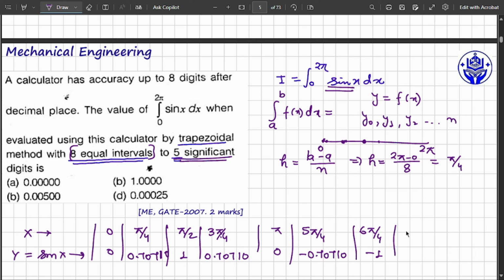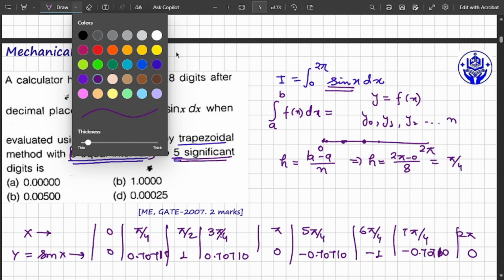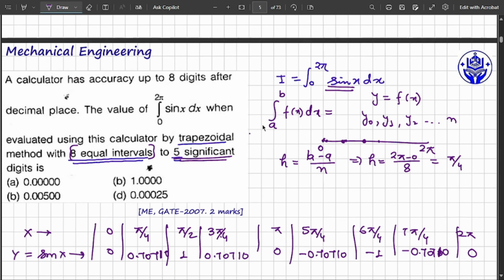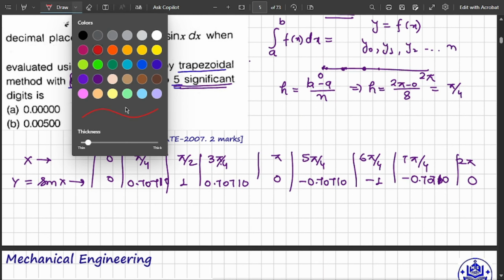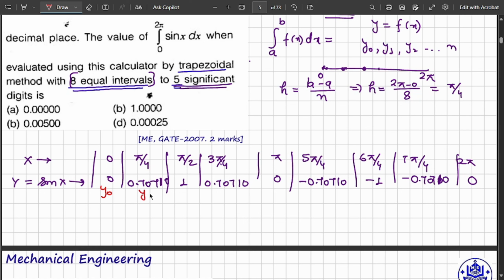Next will be 7 pi by 4, which will again be minus 0.70710, and at the end it will be 2 pi, which gives 0. So you will have all these values, and I'm calling them y0, y1, y2, y3, y4, y5, y6, y7, and y8.